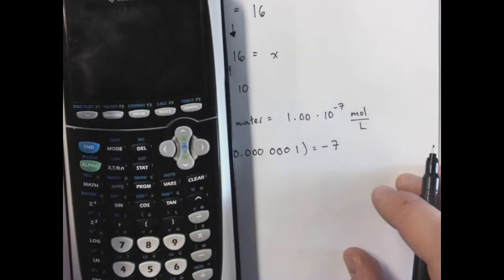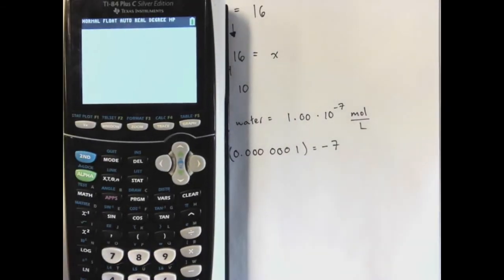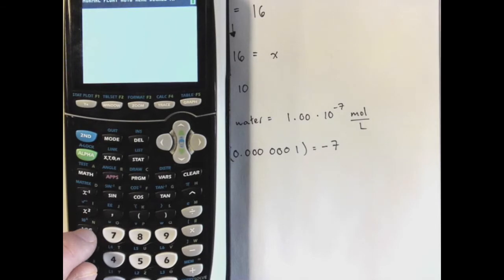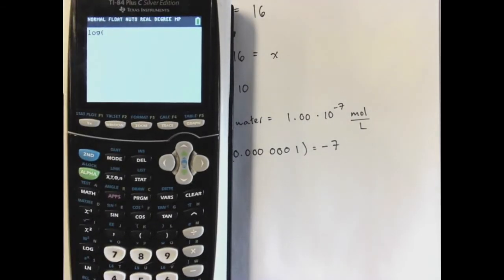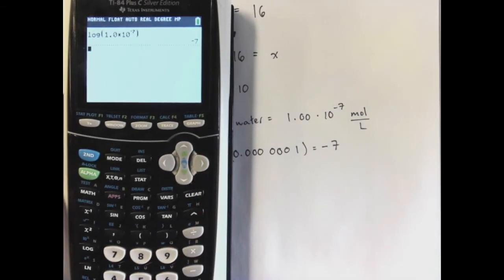And you're like, well, how did you figure that out? Well, a lot of this can be done in your calculator. Your calculator already is configured to use base 10. So when you find the log button on your calculator, mine's right there, just find log, and then you just have to input the number. So I'm going to put in the number 1.0 times 10 to the negative 7, and it gives me an answer of minus 7.